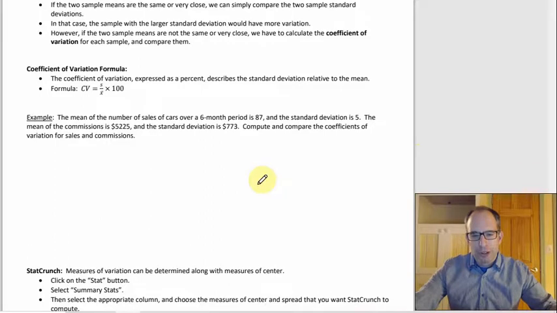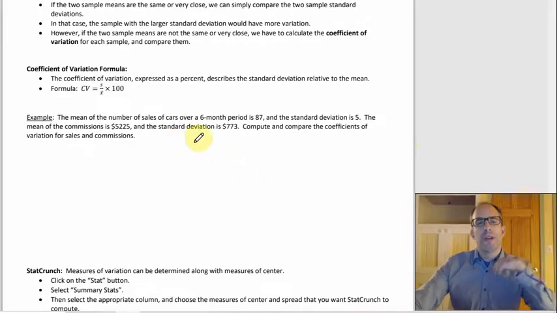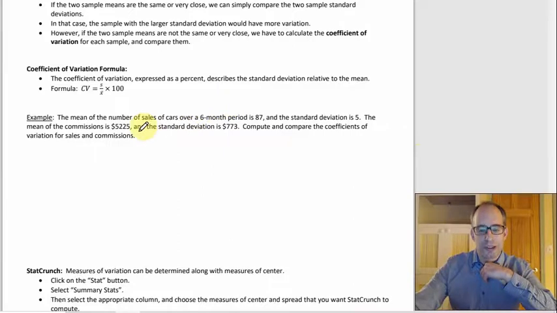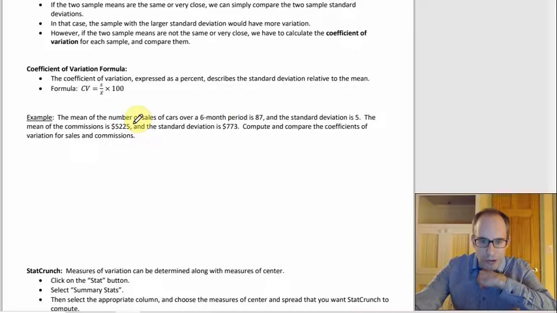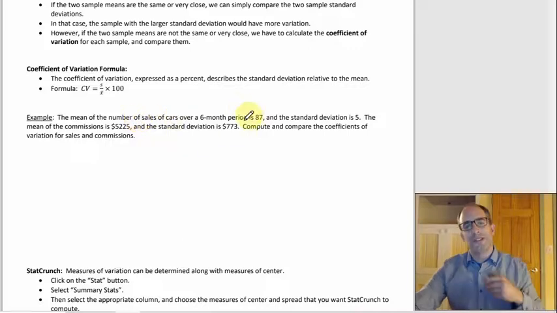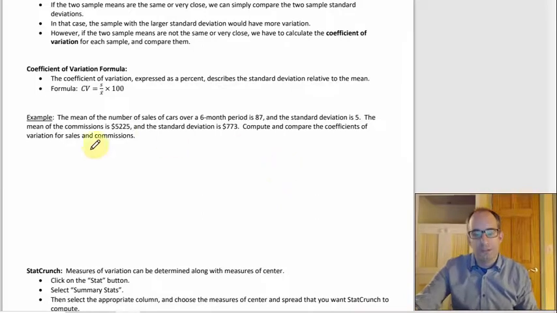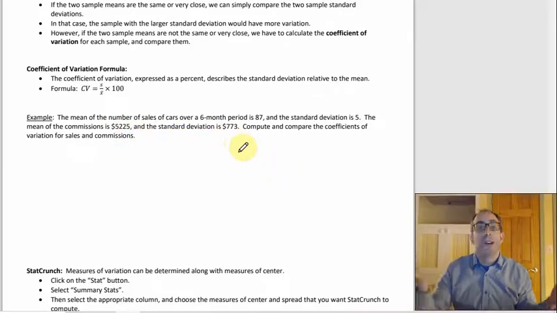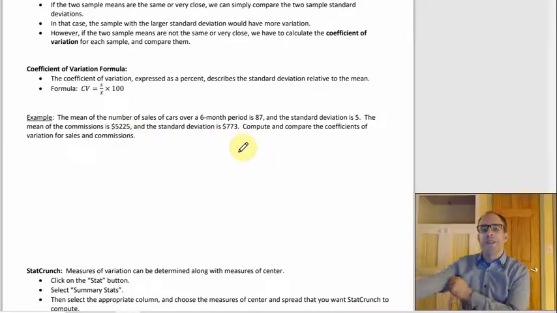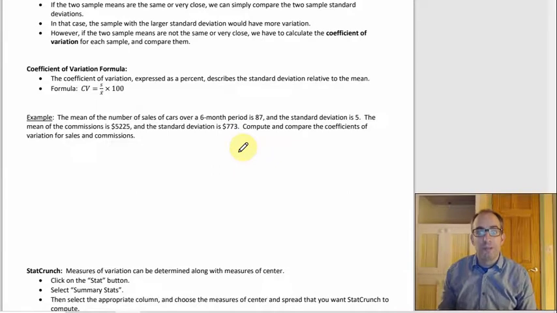Okay, so here, the number of cars sold versus the commission, like those numbers aren't the same size, right? For the number of cars sold, you got a mean of 87, standard deviation of 5. For the commissions, you got a mean of $5,225, standard deviation of $773. So if you look at this and you think, okay, yeah, the commission numbers are way bigger. Yeah, that's the idea, right? It's on a totally different scale.